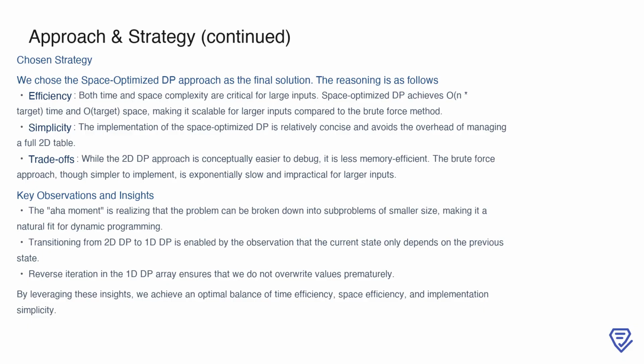The key insight that enabled this optimization was recognizing that the problem can be broken down into smaller sub-problems, a natural fit for dynamic programming. Transitioning to a 1D DP array was made possible by realizing that each state only depends on the previous one, and reverse iteration prevented overwriting critical values. These observations allowed us to create a solution that combines time efficiency, space efficiency, and implementation clarity, making it the optimal choice for solving this problem.